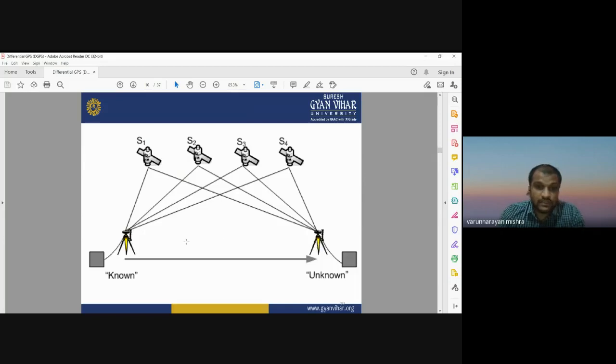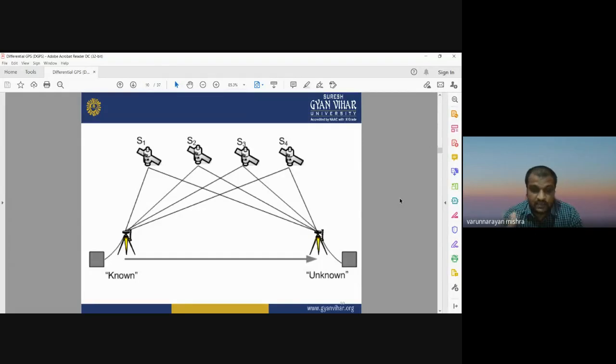On the basis of the signals coming from satellites, the known GPS, meaning the GPS whose position is already known to you, calculates the shifting in the positional accuracy. It corrects the errors, and that information is sent to the rover station, which will use it to correct the errors in its positioning accuracy. So this is a very basic and very important DGPS survey, the static DGPS survey.